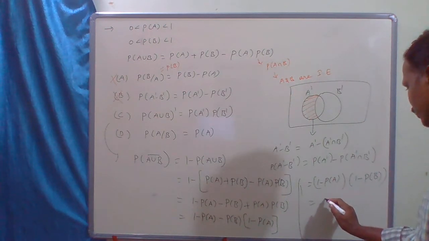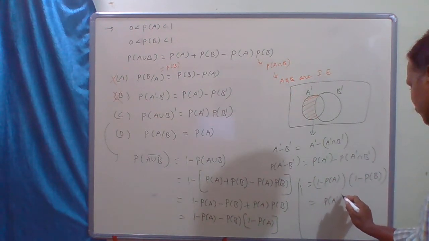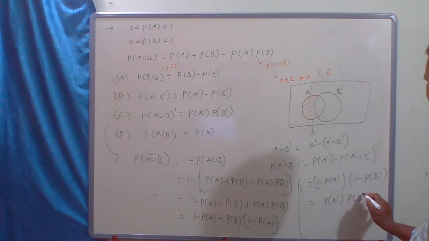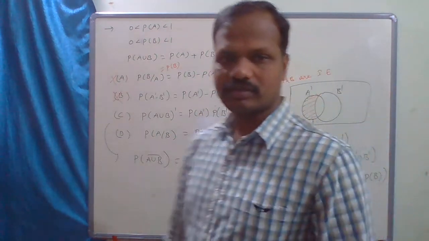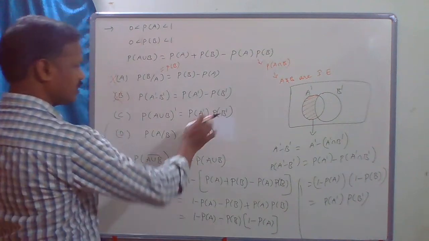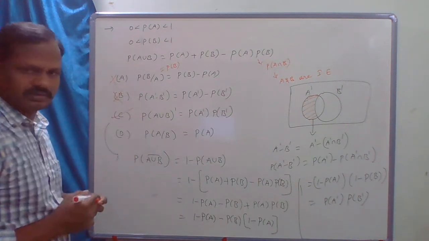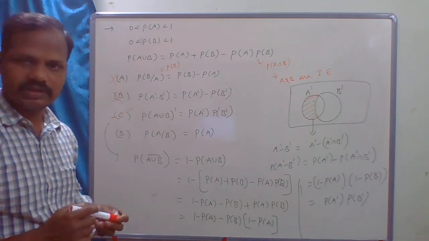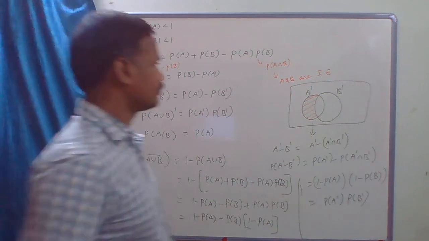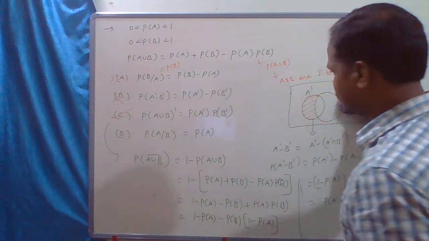So 1 minus probability of A is nothing but probability of A dash. This is probability of B dash. Yes or no? Yeah. So that means this statement is correct. This statement is correct. Clear? Okay. Now, we will check the last statement.